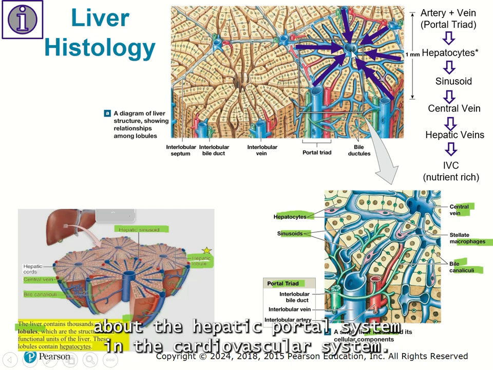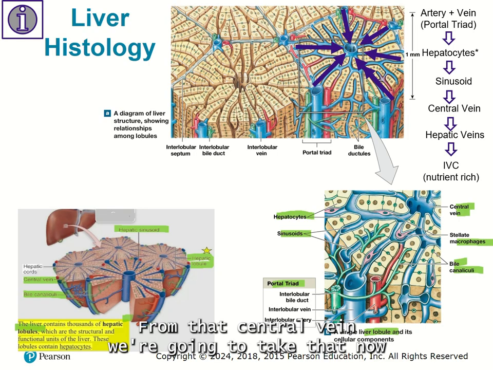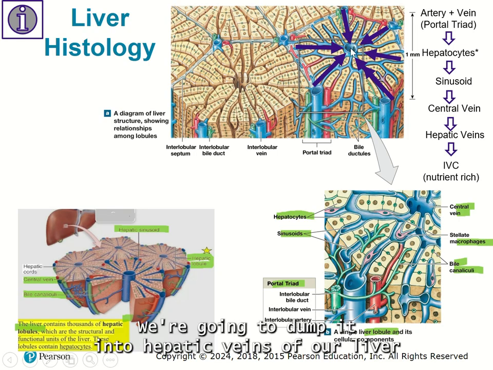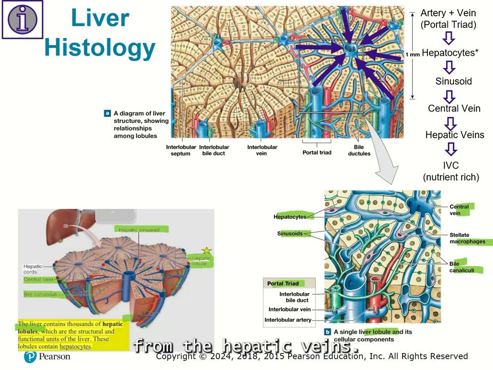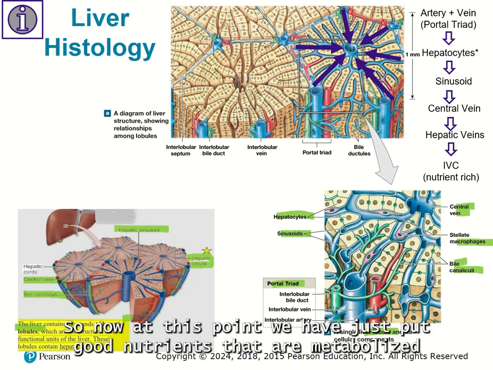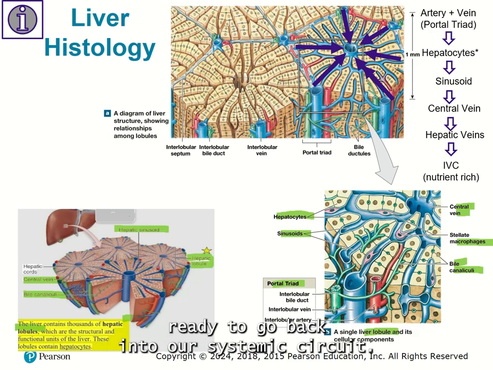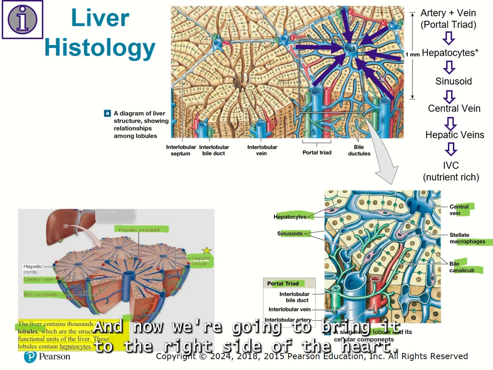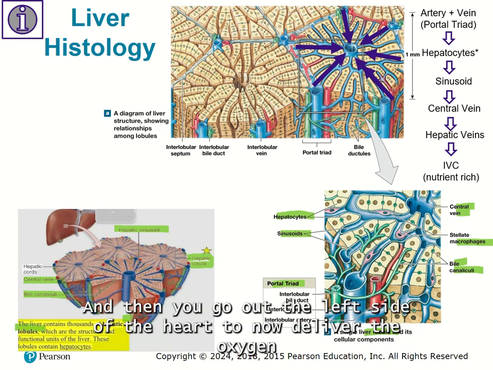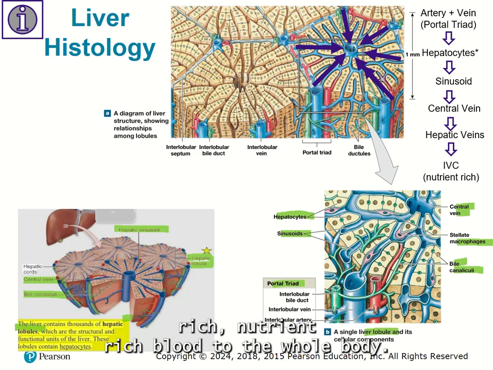Now, this is where we talked about the hepatic portal system in the cardiovascular system. From that central vein, we're going to take that now metabolized clean blood, we're going to dump it into the hepatic veins of our liver. From the hepatic veins, we're going to go to the inferior vena cava. So now at this point, we have just put good nutrients that are metabolized, ready to go back into our systemic circuit, and now we're going to bring it to the right side of the heart. From there, you go to the pulmonary circuit to add the oxygen to it, and then you go out the left side of the heart to now deliver the oxygen-rich, nutrient-rich blood to the whole body.